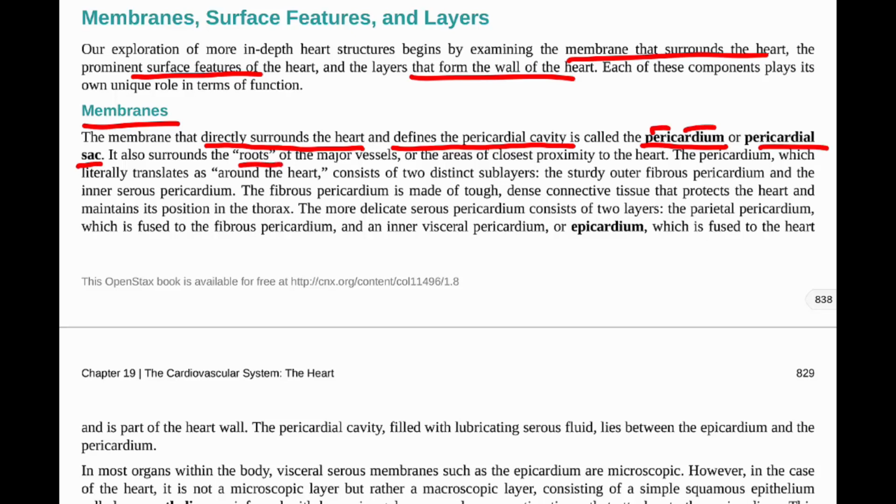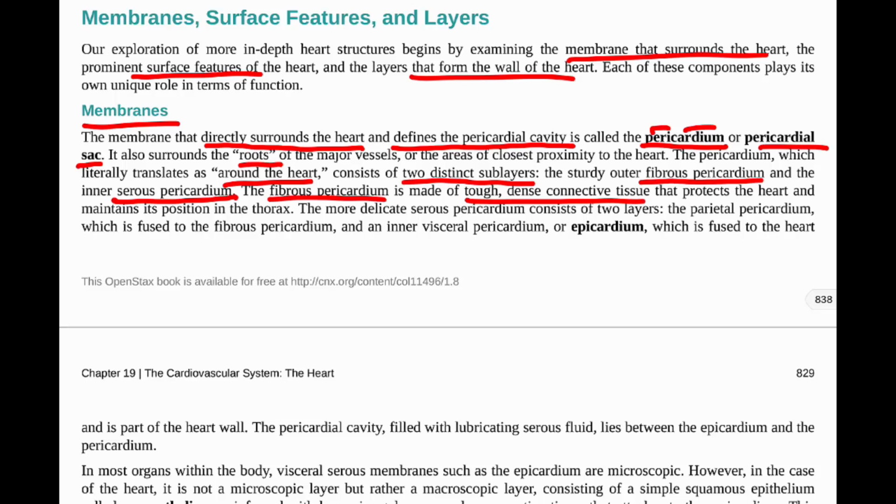The pericardium, which literally translates to around the heart, so peri meaning around, and then cardium, heart, consists of two distinct sublayers. So when we're talking about the pericardium, we have the outer fibrous pericardium and the inner serous pericardium. All right, so fibrous, as you can imagine, is fibrous, meaning thick and fibrous-y. And then the serous one is inner, which is more fluid and softer. The fibrous pericardium is made of tough, dense connective tissue that protects the heart and maintains its position in the thorax. So this is a really thick layer that's ultimately doing the most protection of the heart.